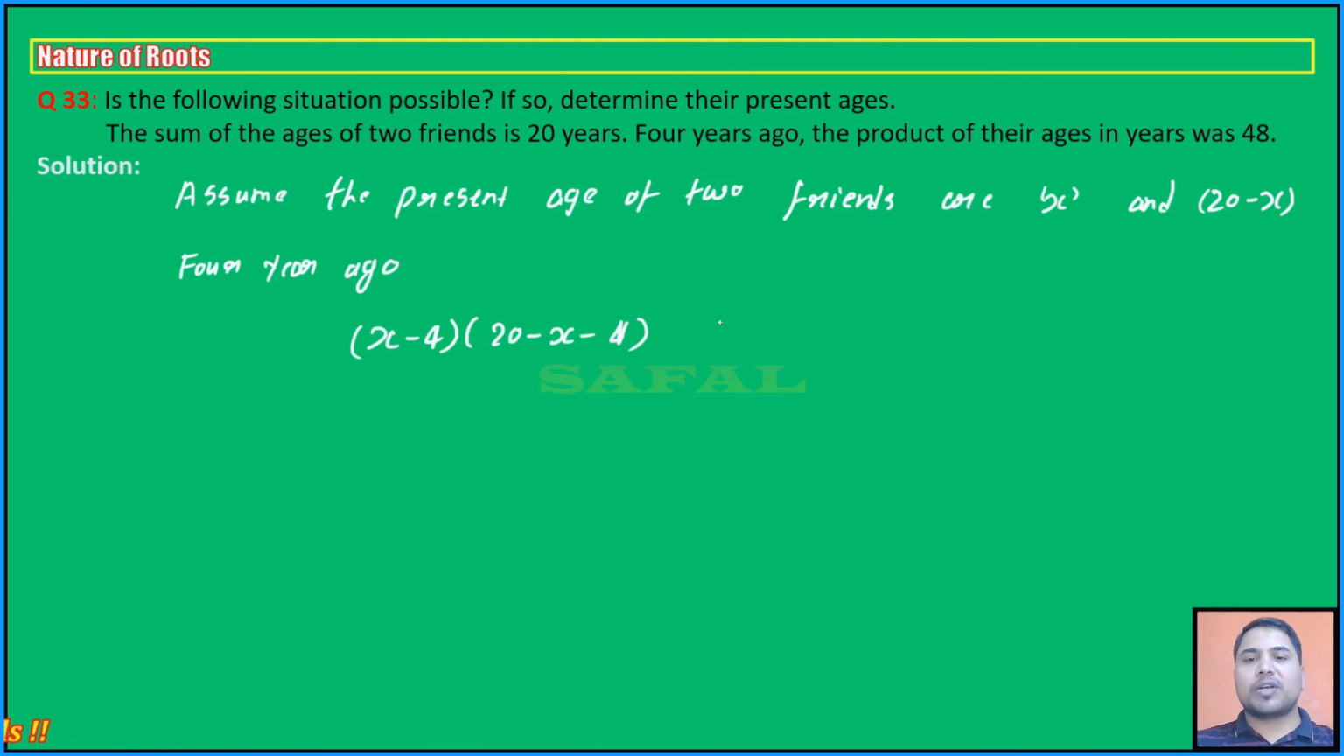Now this two product is what? 48 as per the question. So 4 years ago, the product of their ages in year was 48. So this is basically x minus 4 into 16 minus x equals what? 48. तो यहाँ से अपने को मिल जाएगा minus x square, then I'll get plus 16x and then plus 4x.